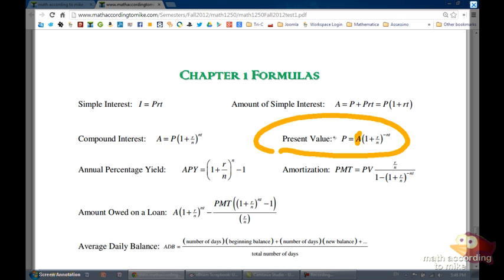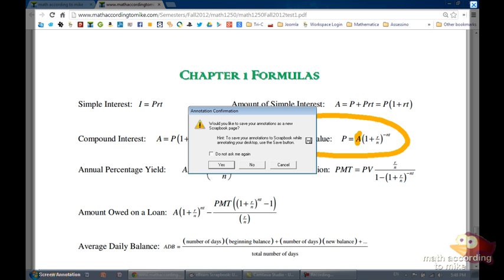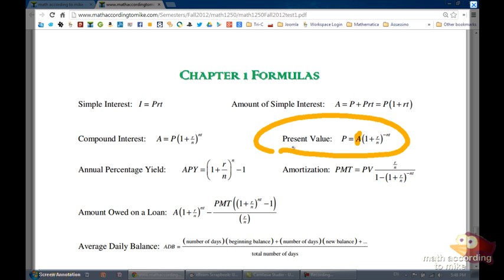Now, there are two present value formulas. This present value formula is where you're putting money away once. In the other present value formula, you're putting the money away multiple times. So note the difference.